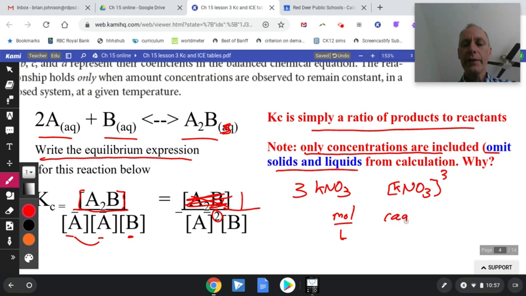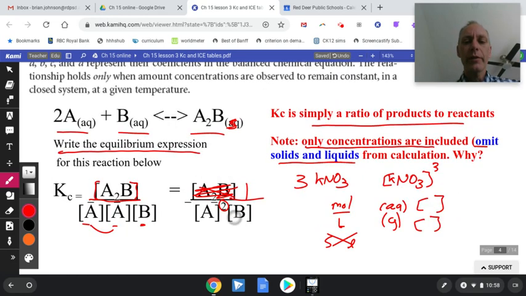So aqueous and gases have a concentration, but a solid or a liquid does not. When you have a block of solid metal, there's no concentration to it. It's just a mass of metal. Or if you have a container of a pure liquid, there's no concentration. It's not dissolved in anything. So that's the reason why we only use aqueous and gas in our equilibrium expressions, because this is an expression of the ratio of concentrations of products to reactants.